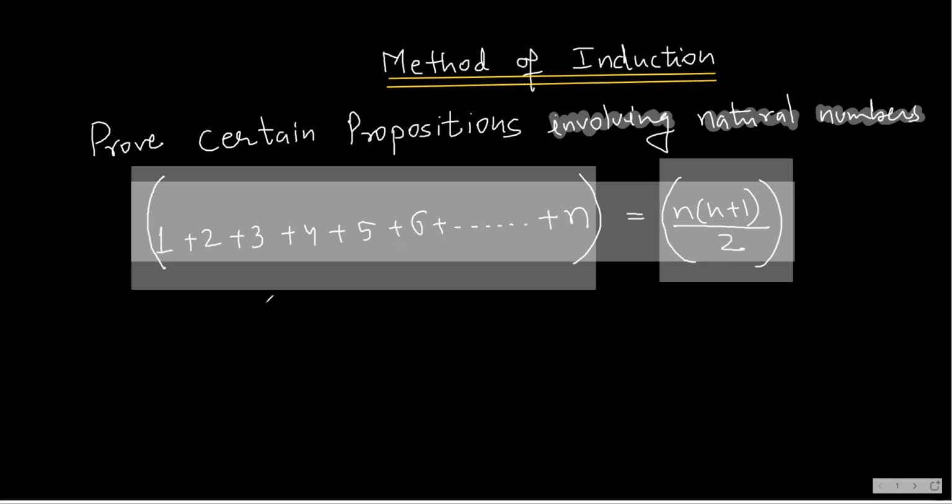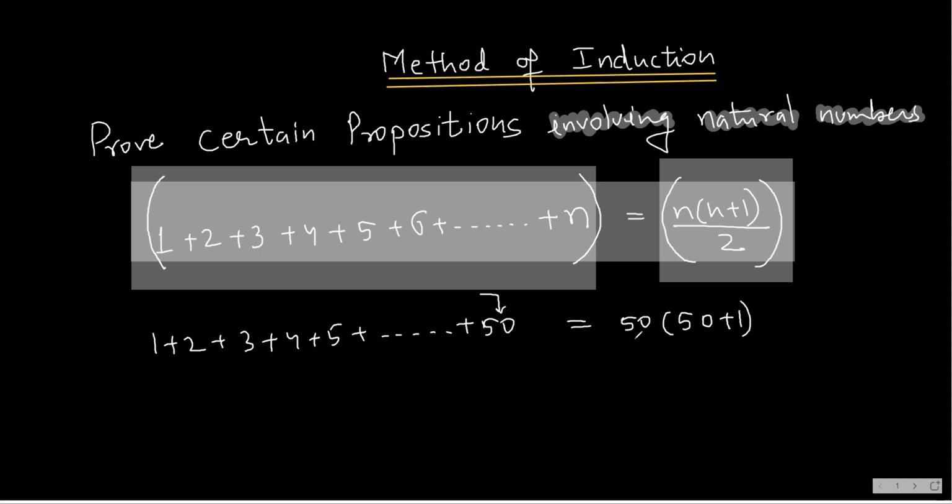That is, if you are adding first 50 natural numbers, you can directly use the formula. N value is 50, so you can write 50 multiplied with 50 plus 1 divided by 2. So this is 25, then 25 into 51, whatever you get. 25 into 51 is your answer. So such propositions we can prove using mathematical induction.